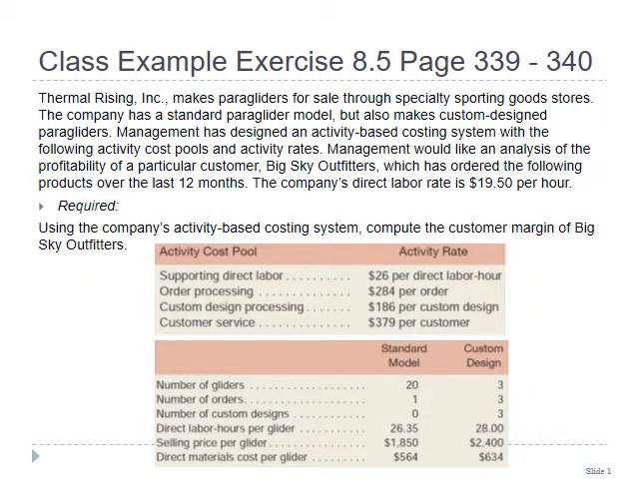For the class example exercise, I have pasted here exercise 8.5, page 339 to 340. So I just want to give you 10 minutes to read the whole example thoroughly. So here the requirement is that you have to use ABC costing and compute the customer margin of the Big Sky Outfitters, right? So just pause the video here and try to solve it by yourself and then compare your answers.